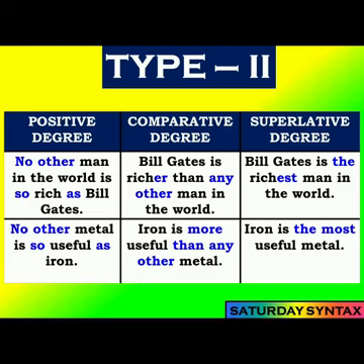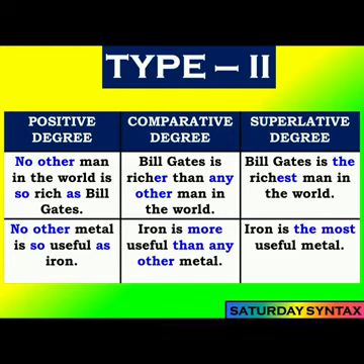Now there are the examples of type 2. In type 2, no other will be in positive degree, any other will be in comparative degree, and the est in superlative degree. So let's take an example. No other man in the world is so rich as Bill Gates. In comparative it becomes, Bill Gates is richer than any other man in the world. And in superlative it becomes, Bill Gates is the richest man in the world. So when we change the degree, the bodyguard also changes.